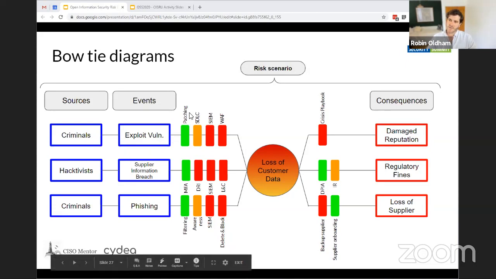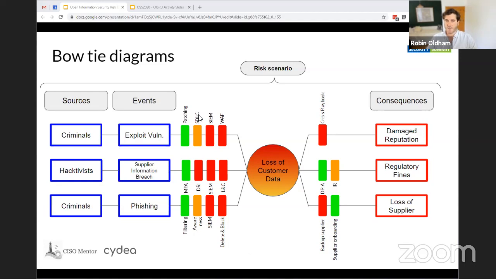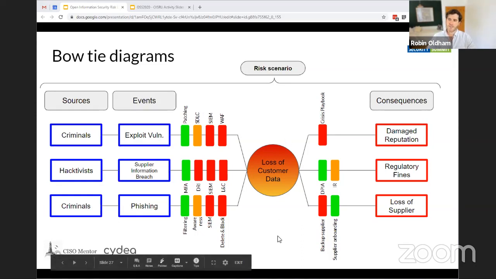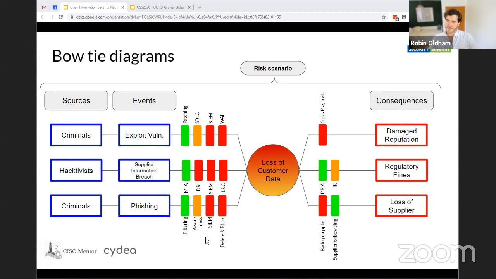So exploiting vulnerability might be mitigated by patching. Maybe you've got an SDLC that would help address vulnerabilities in bespoke software that you're writing. Again, SIEM and WAF and those sorts of things. On the phishing end of things, filtering, awareness programs, SIEM, things to help detect and block. What's your playbook and how are you dealing with those effectively, are all things that can help left, and then right, we've got more consequences here.